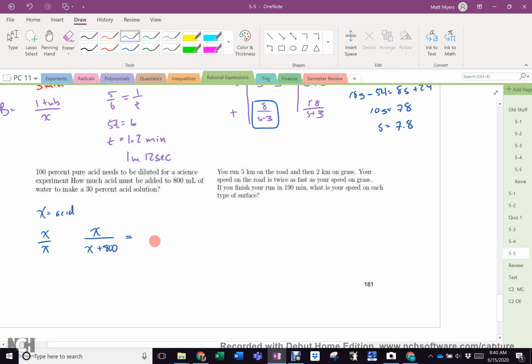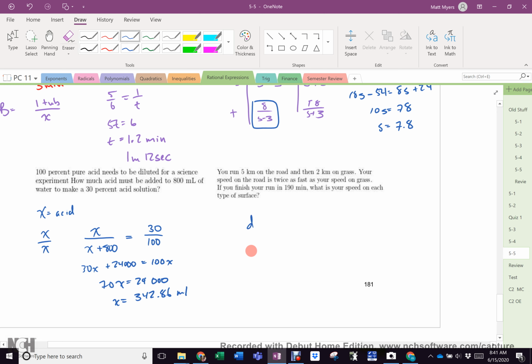And I want that to be 30% acid. Cross multiply: 30x plus 24,000 equals 100x. 70x equals 24,000. x equals 342.86 milliliters of acid. And then our last question.